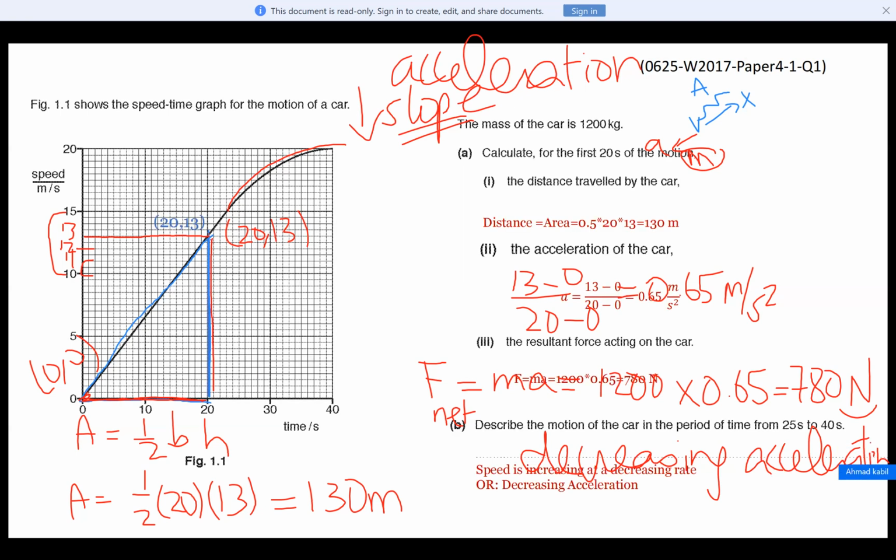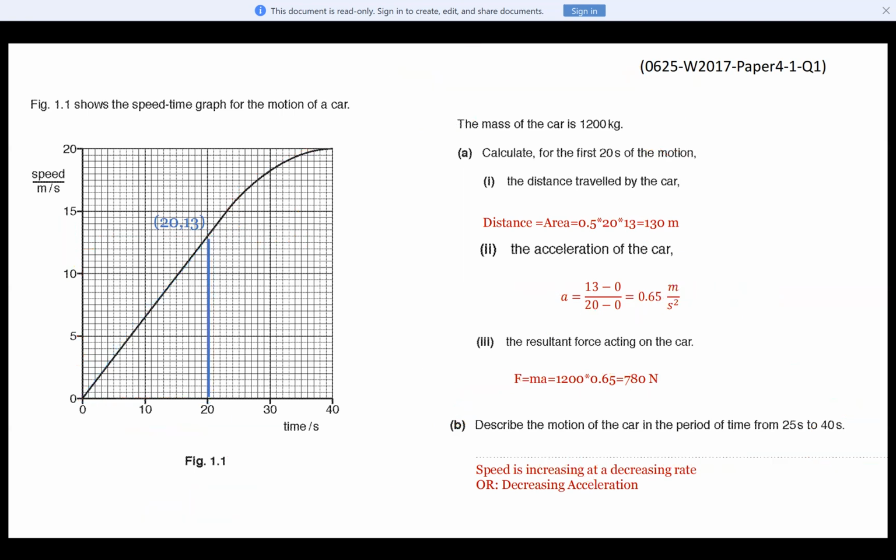Let's check the written answers. So the area is 130 meters, as we got. And it seems that the acceleration is 0.65 as well. Let me clear my writing, make things clearer. So 130 is correct, 0.65. Here we multiply and we get 780. And finally, we say decreasing acceleration. Of course, you can say speed is increasing at a decreasing rate, but this sounds too complicated. Decreasing acceleration would be the correct answer here.